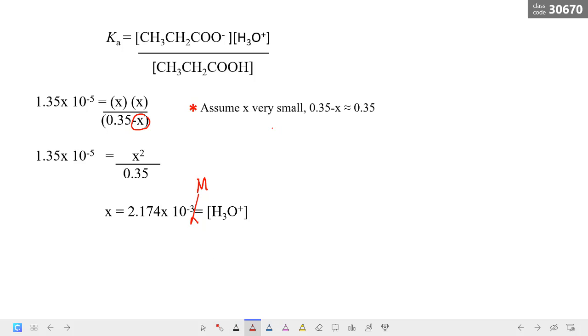Bila kita dah buat assumption, kita kena check assumption tersebut. Maksudnya, andaian yang kita buat ni betul ke tidak. Jadi macam mana kita nak check assumption?